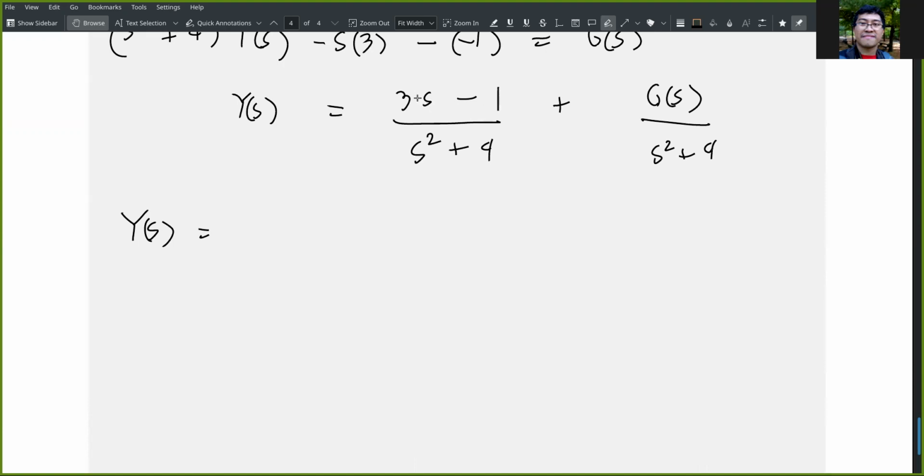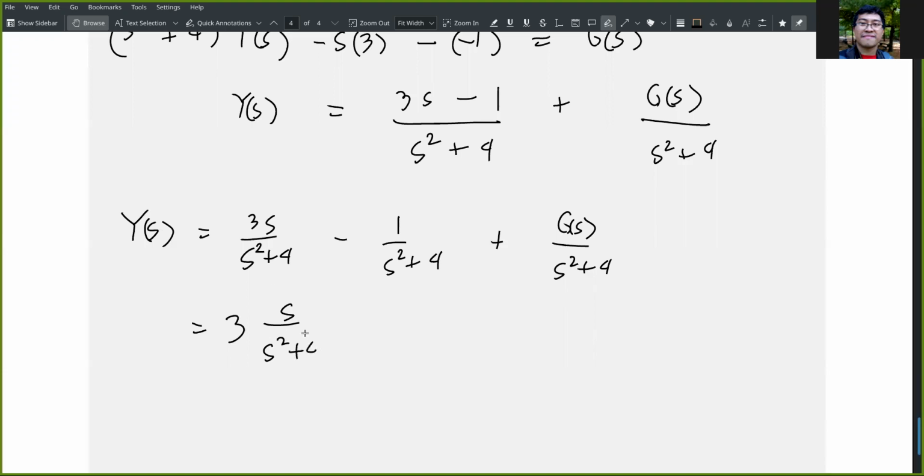Now we can distribute this denominator to these two terms. 3s over s squared plus 4 minus 1 over s squared plus 4 plus G(s) over s squared plus 4. You have 3s, factor out 3, and then we write this in a way that would look like a familiar expression. With 2 squared here, the inverse Laplace transform is just cosine of 2t. Here we can also write 1 half times 2 over s squared plus 2 squared. 2 and 2 would cancel and go back here. In this one, we can write 1 half of 2 over s squared plus 2 squared, the denominator, times G(s).